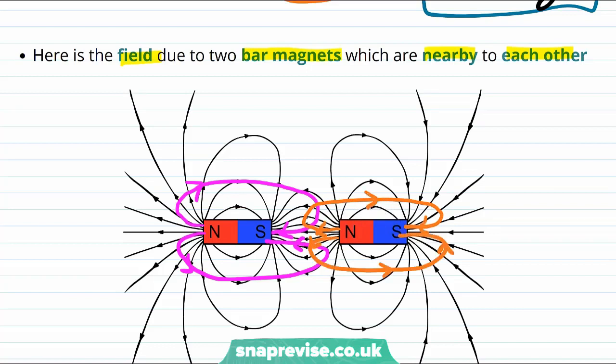In this section in the middle here, we can see that all the field lines from the two magnets point in the same direction, so they add together to make one much stronger magnetic field. And that's why all of the magnetic field lines in that region are all bunched up together. That represents the magnetic field being strong.